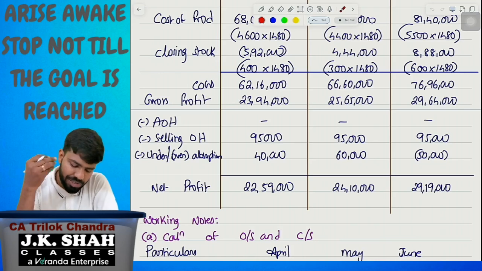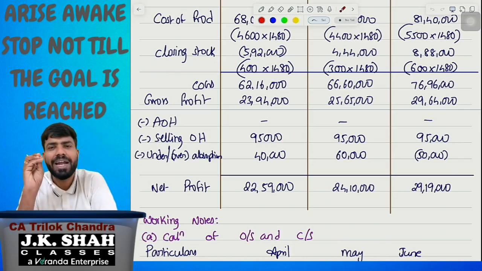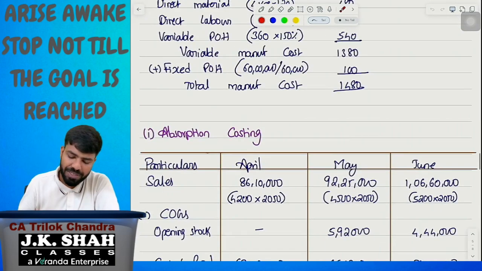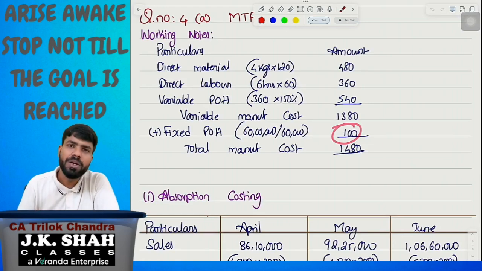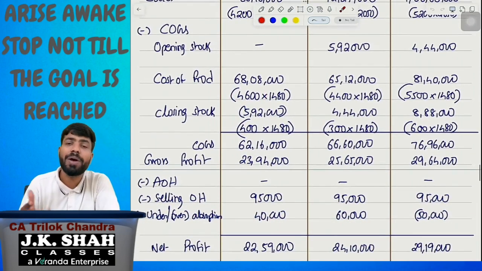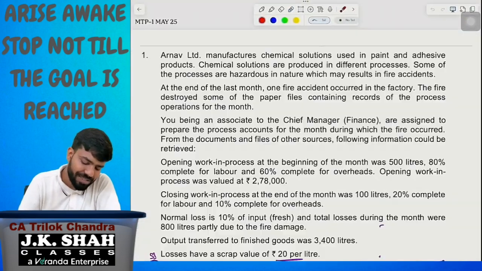Administration overheads in this question are also 0. Selling overhead they give directly, 95,000. Now under or over absorption, we need to understand this. Listen to me carefully. At the rate of 100 rupees, we are absorbing in the month of April. In April, 4,600 units were produced, so 4,600 into 100, 4,60,000 absorbed.